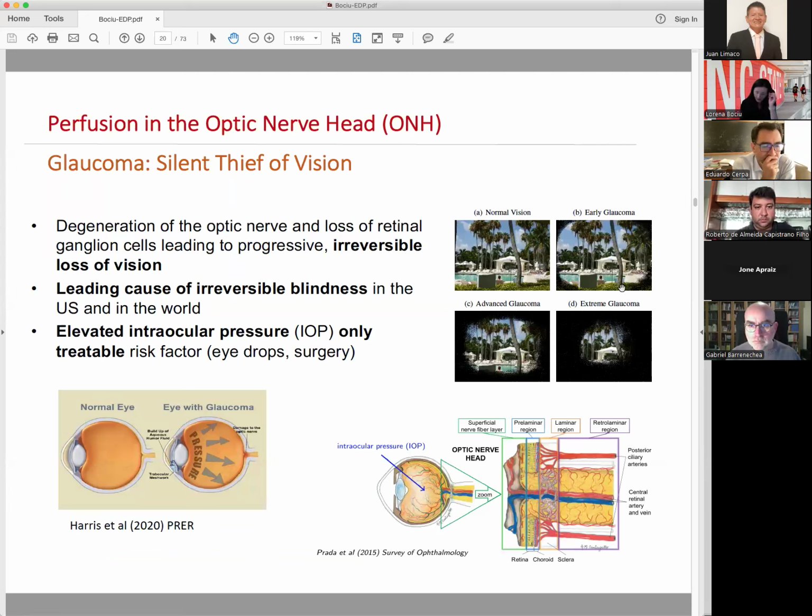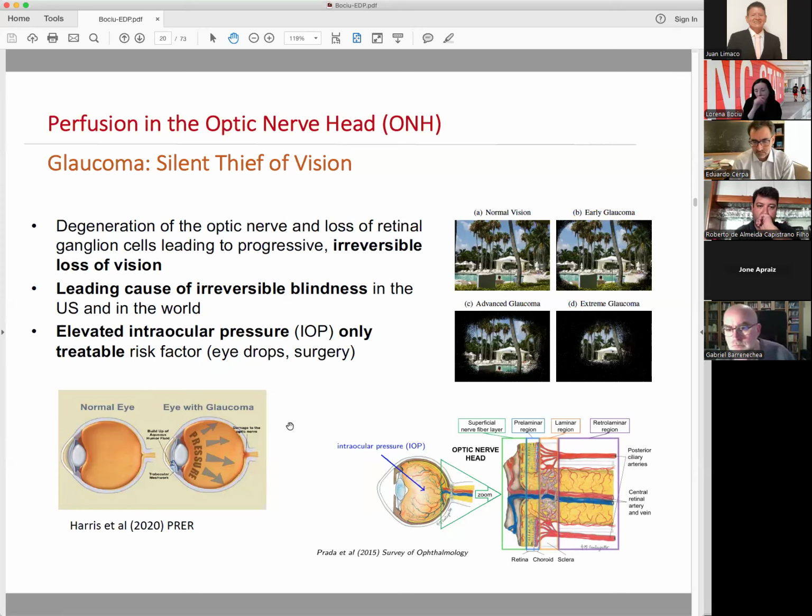To the motivation, and really this is how everything started a long time ago. What motivated the work is we were interested in perfusion in the optic nerve head inside the eye and its relation to the development of neurodegenerative diseases, one of which is glaucoma, also known as the silent thief of vision, because it leads to irreversible loss of vision. Up to now, elevated intraocular pressure, which is the pressure inside the eye globe, is the only treatable risk factor for glaucoma.